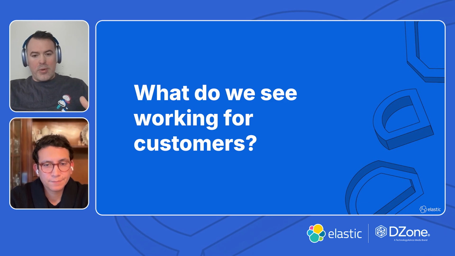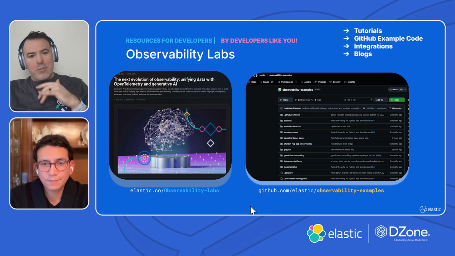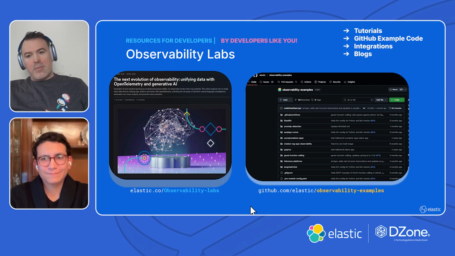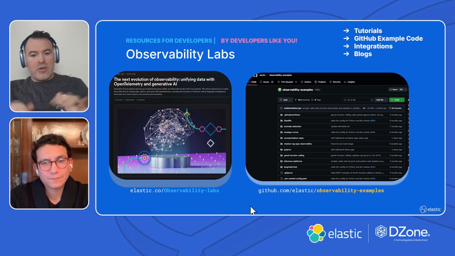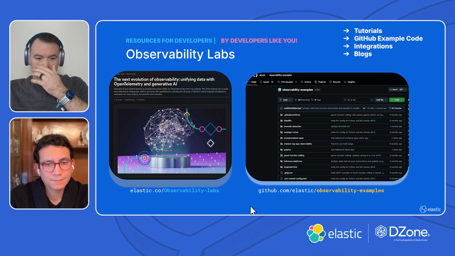If you want to learn more about OpenTelemetry, a great resource is the Observability Labs. You can go there, and Miguel's written a whole bunch of blogs in there. I've written some blogs in there. It's worth checking out: Elastic.co Observability Labs. As a major contributor to OpenTelemetry, we write a lot of stuff that is pretty applicable to any OpenTelemetry implementation. So definitely worth checking out Observability Labs, and you can go and get some of the GitHub examples that we put together there as well, which is pretty awesome.